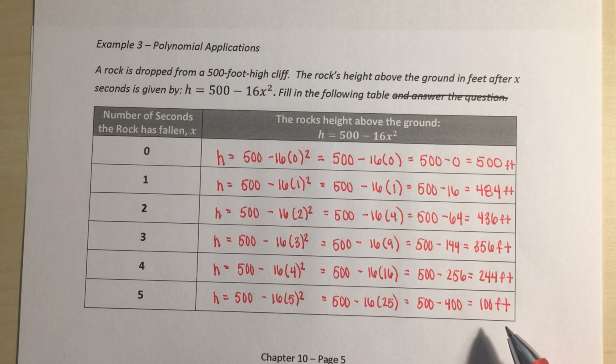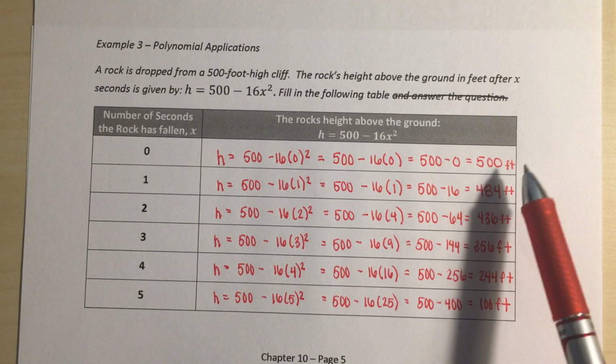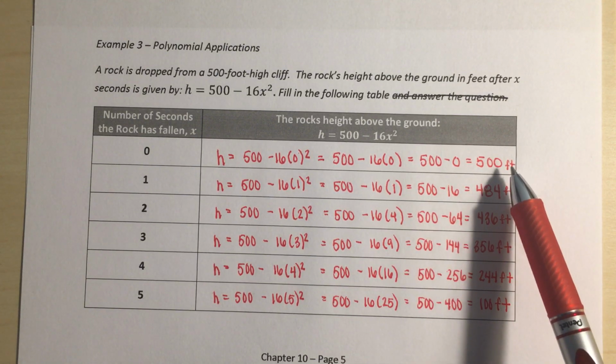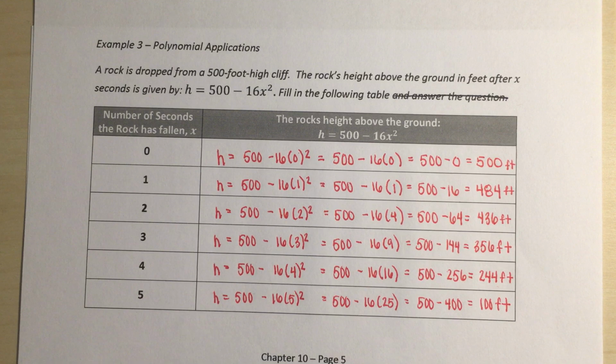Right, so looking at this, after the rock is dropped, notice that the height is decreasing. Right, it's decreasing because the rock is falling towards the ground. So the more time has passed, the closer the rock is to the ground, the lower number that we're going to see then for that height.